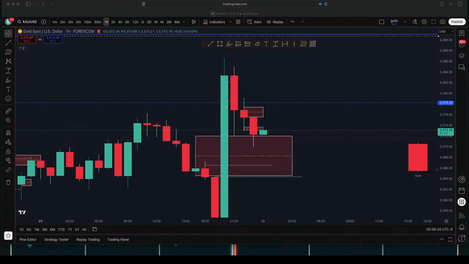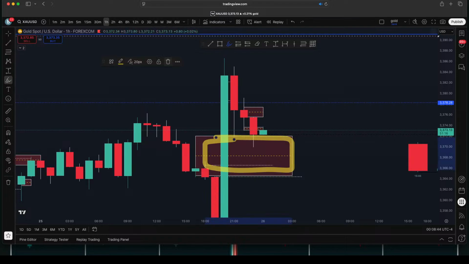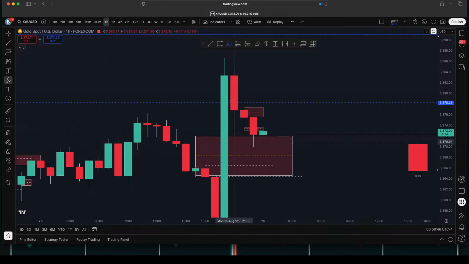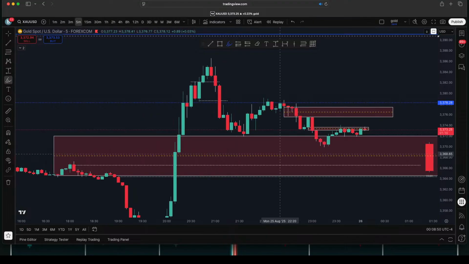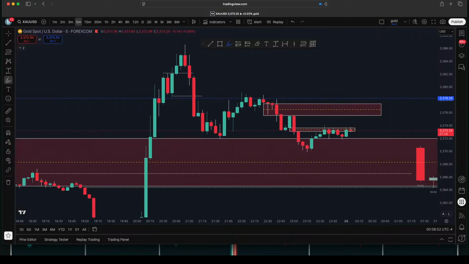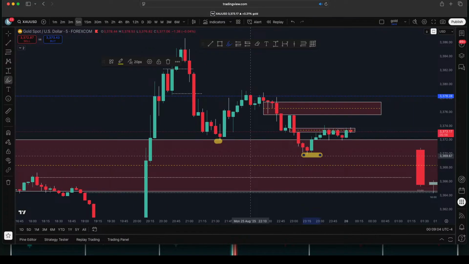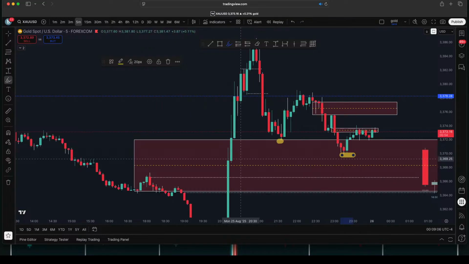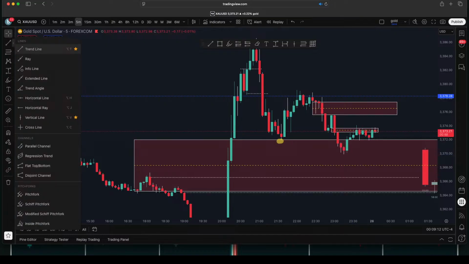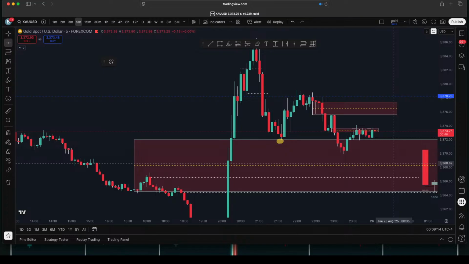So what I usually do when I'm looking for a type of trade is I go to a higher time frame gap. Like in this case, this is an hourly gap. So I go to the 5 minute, and then I'm starting to look for previous lows inside, and then you can see that this is the low right here. So let me just put a horizontal here.